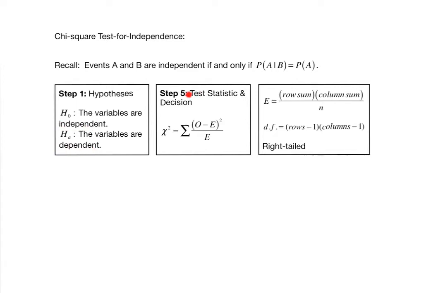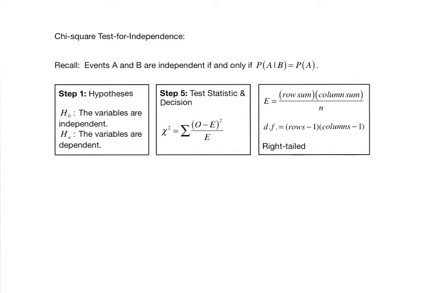The test statistic for step 5 is actually the same as the chi-square goodness of fit test, specifically this right here. Then some other differences from the chi-square goodness of fit test are how we compute our expected values E for our test statistic. For a particular data point, we take the sum of the row that it is in in the contingency table, and the sum of the column that it's in, multiply those two numbers, and then divide by the sample size. And we get the expected value E for each of the observed values.